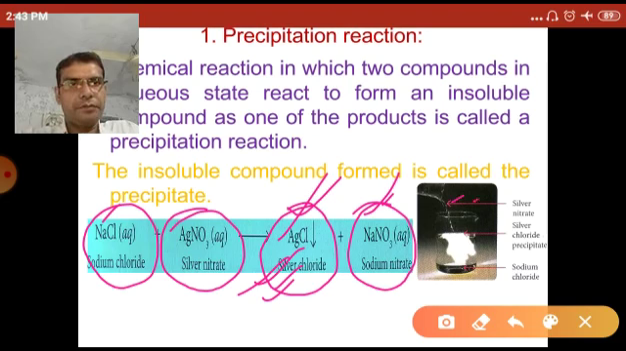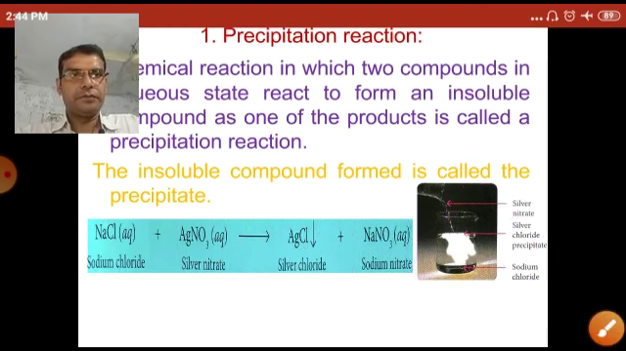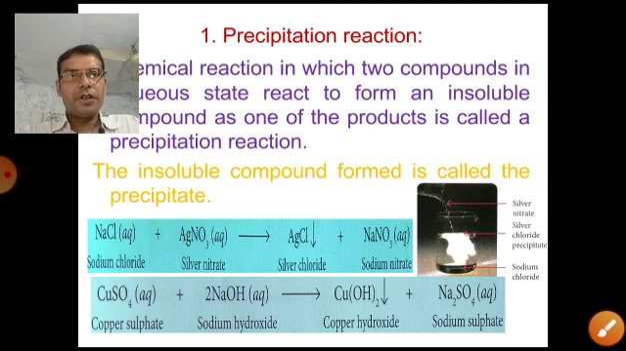So this is a type of precipitation reaction. Let's see this diagram. Now taking the sodium chloride solution in a beaker and adding the silver nitrate solution to this beaker, they form a white precipitate. This is the white precipitate of silver chloride. So the formation of the white precipitate indicates that this is a type of precipitation reaction. Let's see the next example.